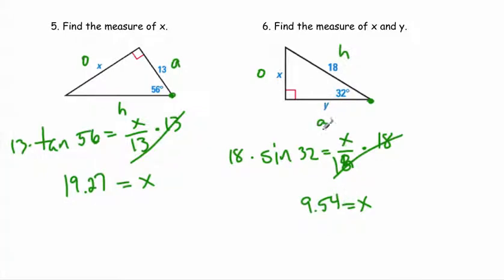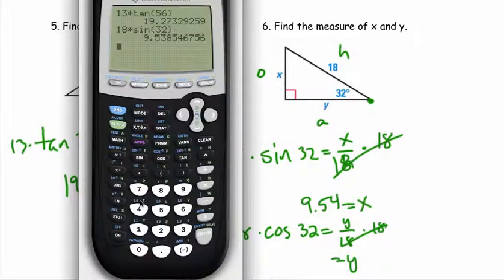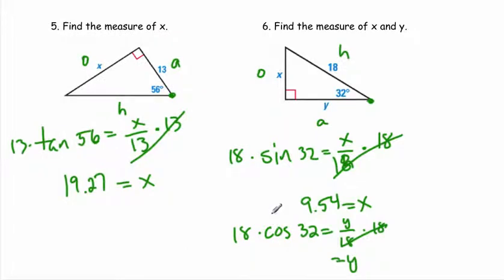For y, I have adjacent and hypotenuse, so I can set up cosine of 32 equals adjacent over hypotenuse. So I still multiply both sides by 18. And y is going to turn out to be whatever 18 times cosine of 32 is. So I'm going to do 18 times cosine of 32. And I get 15.26. So y is going to be 15.26. So that's a refresher. Some more examples on how to use sine, cosine, and tangent to find side lengths.